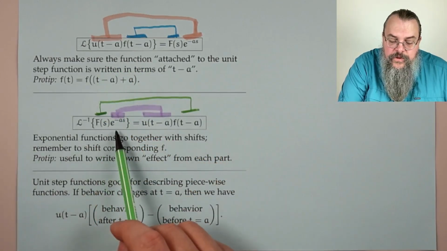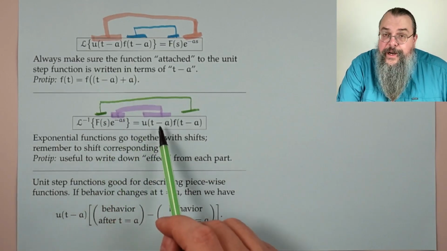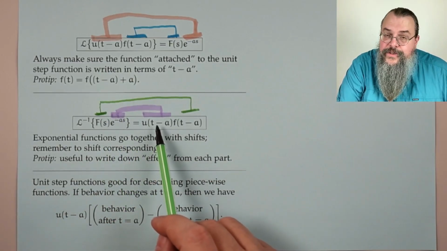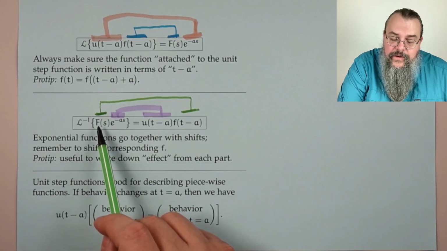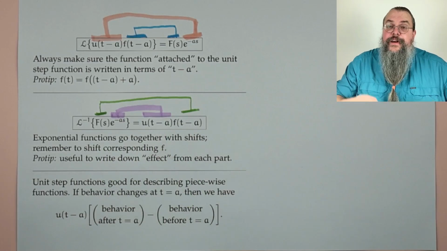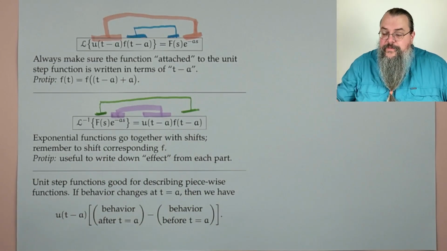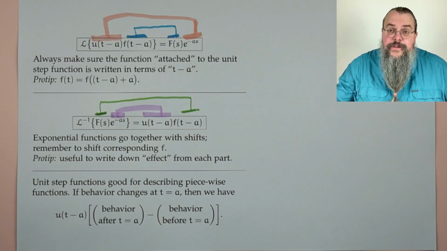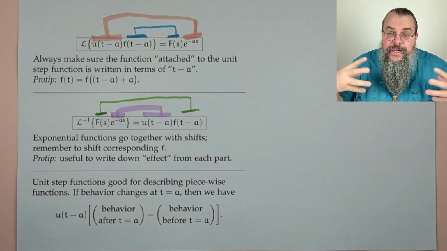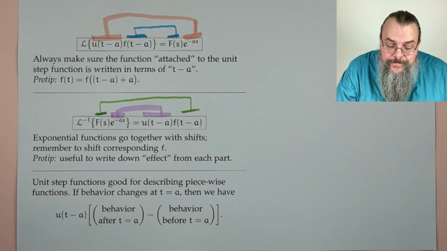If you have things multiplying, you see this e to the minus as, all right, I know there's a u of t minus a and a shift by a. This F of s, all right, I know what f of t is, and so that's going to become f of t minus a. Understand how things fit together. Once you understand how things fit together, then you just say, what are my pieces? And they'll mesh, and it'll be beautiful.